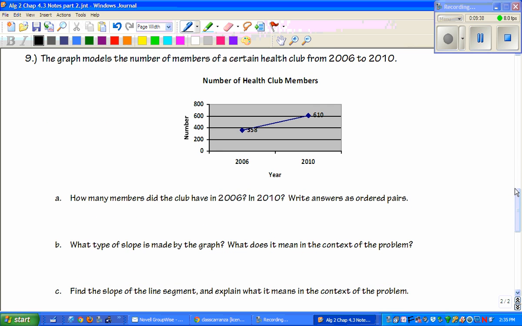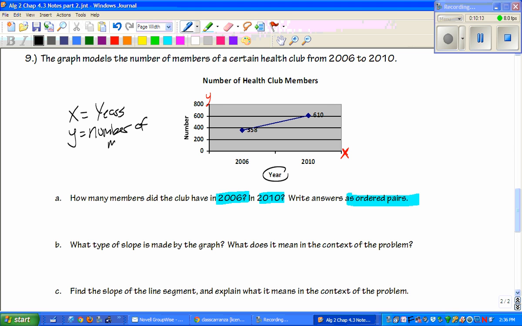The graph models the number of members of a certain health club from 2006 to 2010. Question A. How many members did the club have in 2006? How many in 2010? Write them as an ordered pair. So if we're doing ordered pairs, we need to know what the x stands for and what the y stands for. On our graph, that's the x-axis, and that's the y. So the x is the number of years, and the y is the number of members.